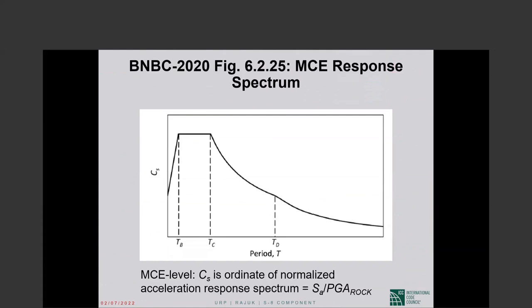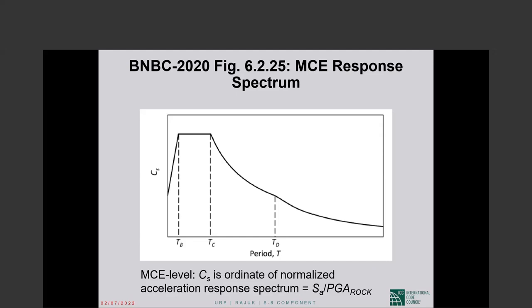Okay. So we try to go from ASCE 7 to BNBC. This is the spectrum that you have seen a number of times now, the BNBC spectrum, defined at those points, TB, TC, TD. MCE level C sub S is the ordinate of the normalized acceleration response spectrum. The C sub S is S sub A divided by PGA on rock.